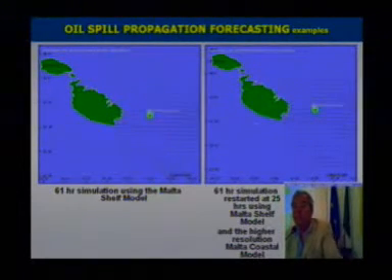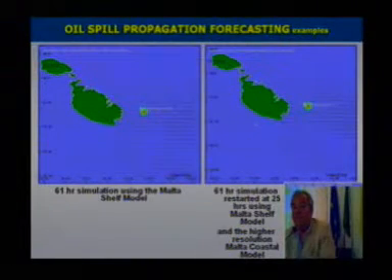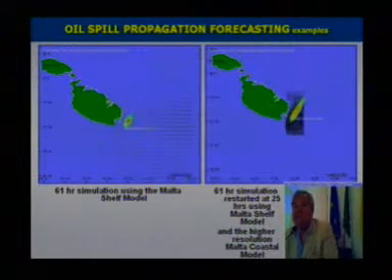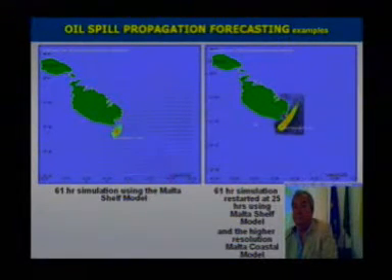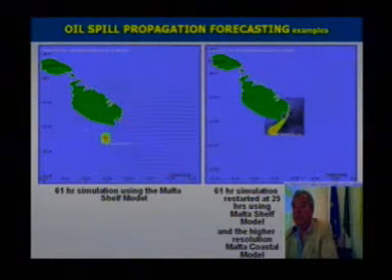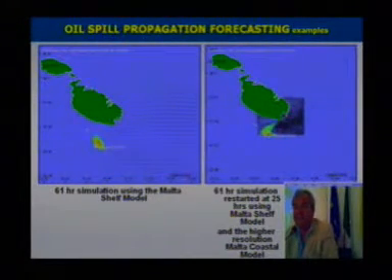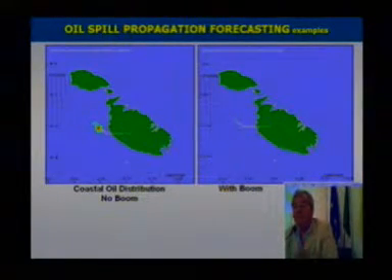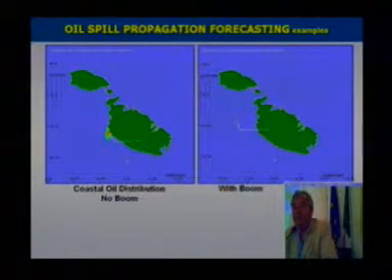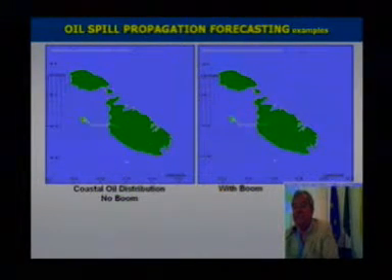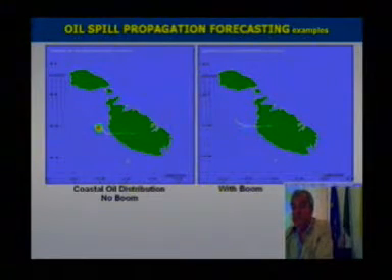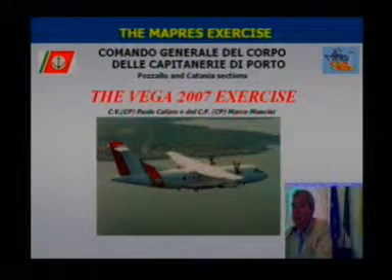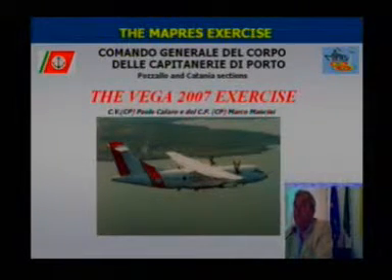When we use a coarse resolution or a finer resolution, you can see here how in the first case we don't see that the pollutant hits the coast, while in the second case, on the right side, we can see something better. And here we can also see the effects of booms that we set when we can forecast the precise orientation of the propagation.